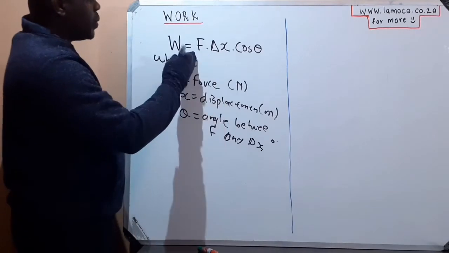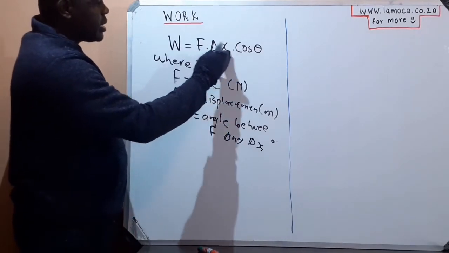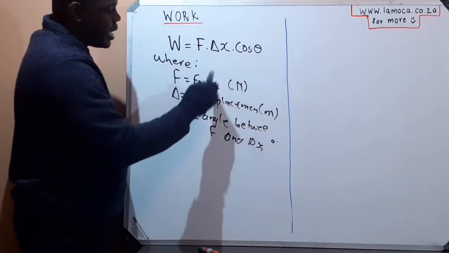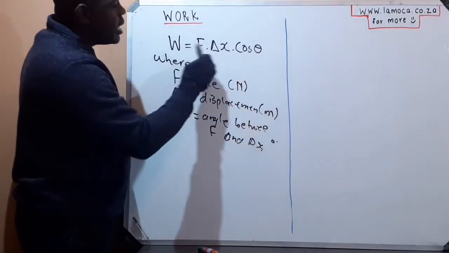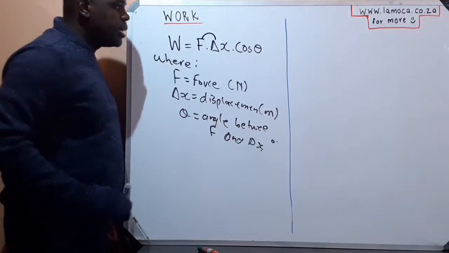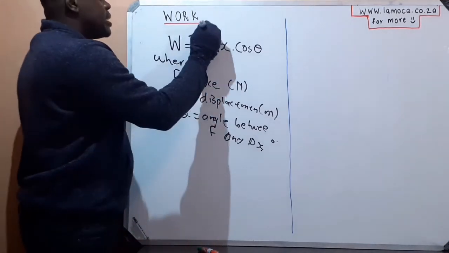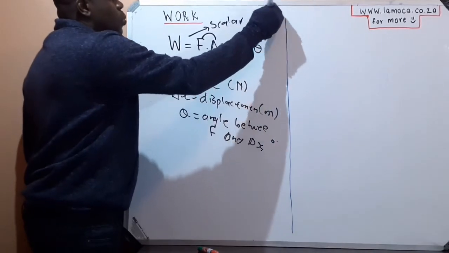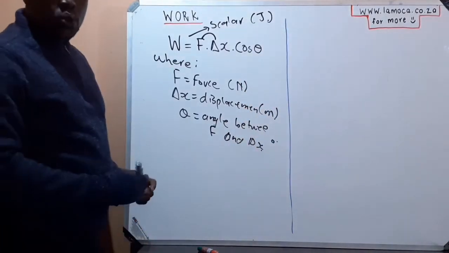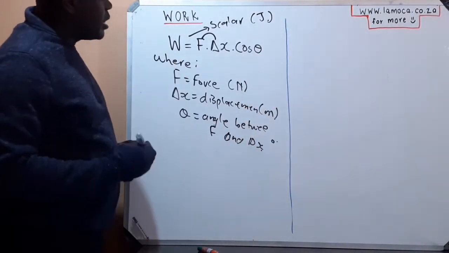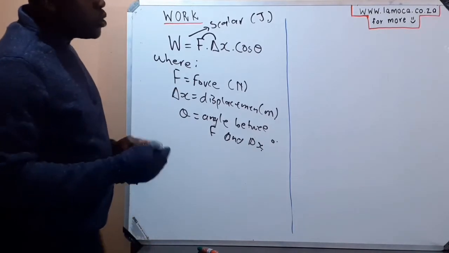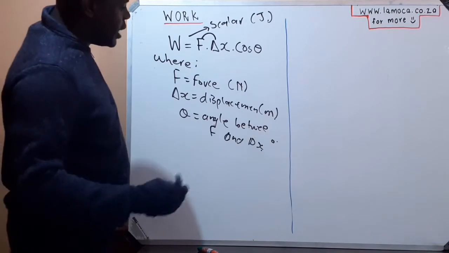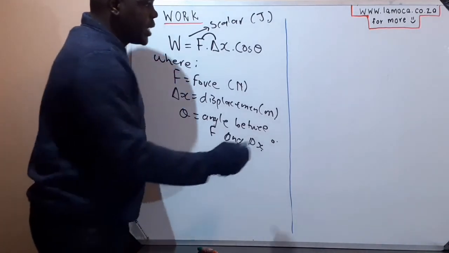So work is the product of F, delta X, and cos theta. F is the force of interest, delta X is the displacement, and theta is the angle between the force and the displacement. Work is a scalar quantity which is measured in joules. So work is the transfer of energy into and out of a system, and this is the mathematical equation. So let's look at two cases. In fact, we're going to look at 4 cases. Let's look at them and how we can apply this work technique.